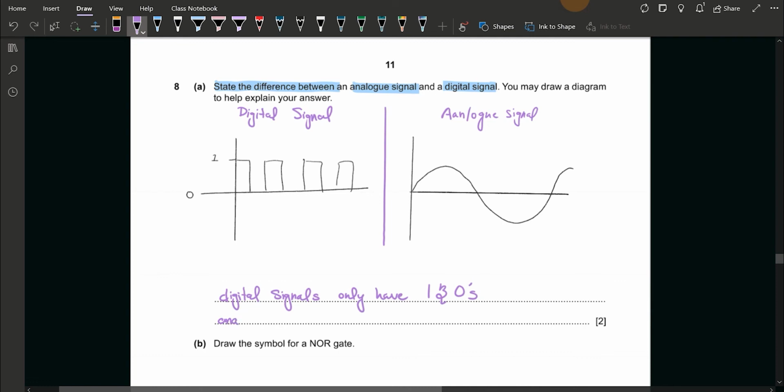Analog signals have any value, because maybe at this point it's this, at this point it's this, at this point it's this. It's not a fixed value. But for digital, we only have 1 and 0.